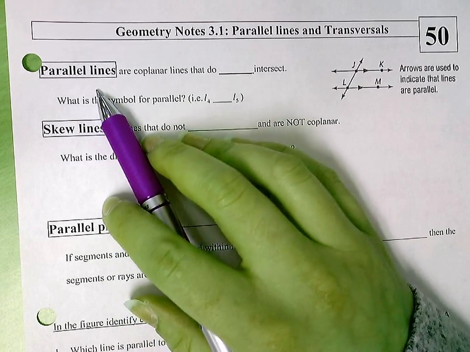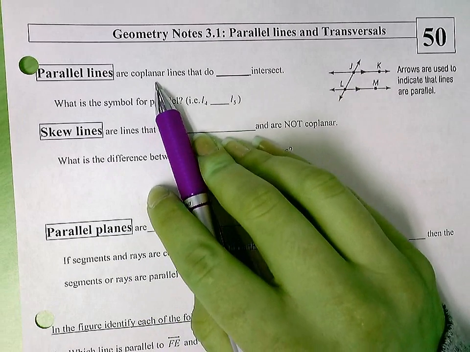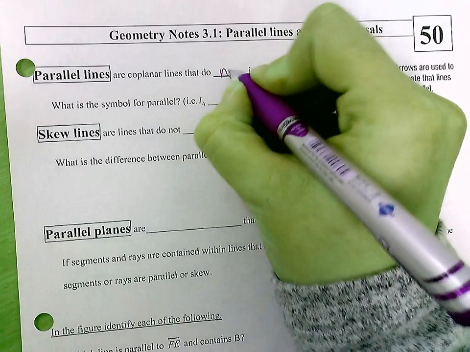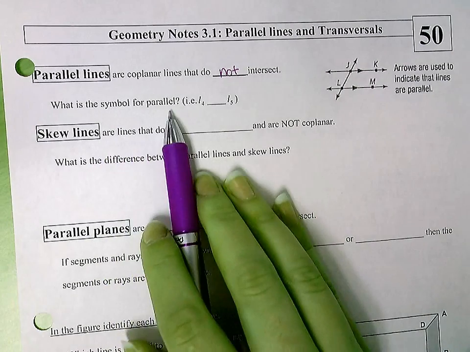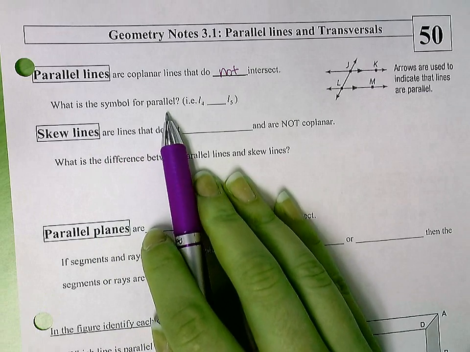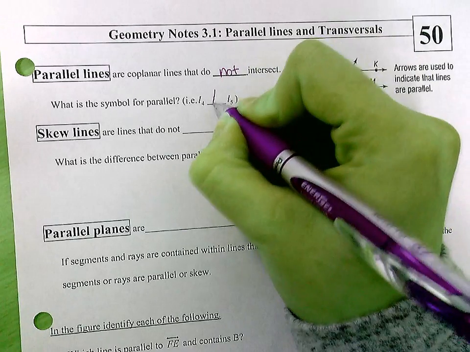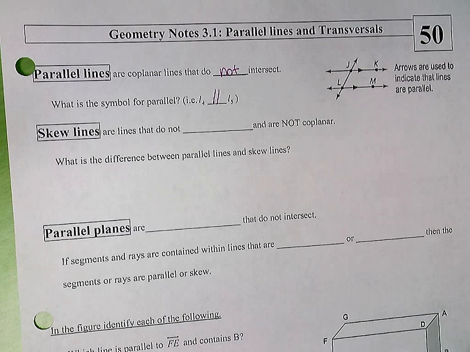I think most of us know what parallel lines are, but if you don't, parallel lines are coplanar, meaning they lie in the same plane, that do not intersect. Okay, so parallel lines don't intersect, but they have to lie in the same plane. The symbol for parallel. If I have this line sub 4, I'd say it's parallel to this line sub 5. Our parallel symbol is just two parallel lines.